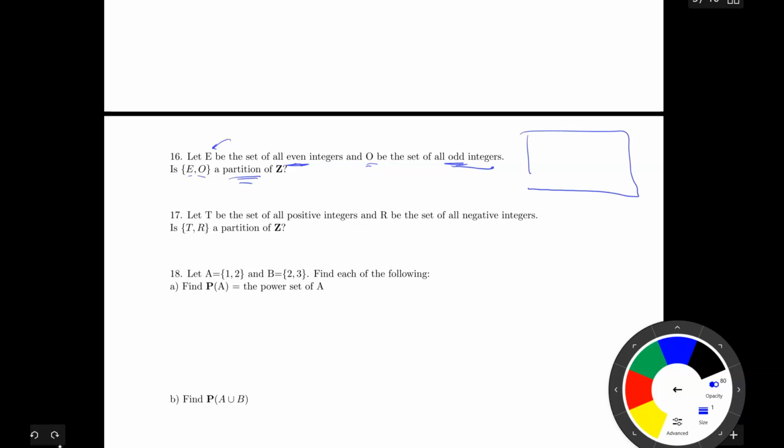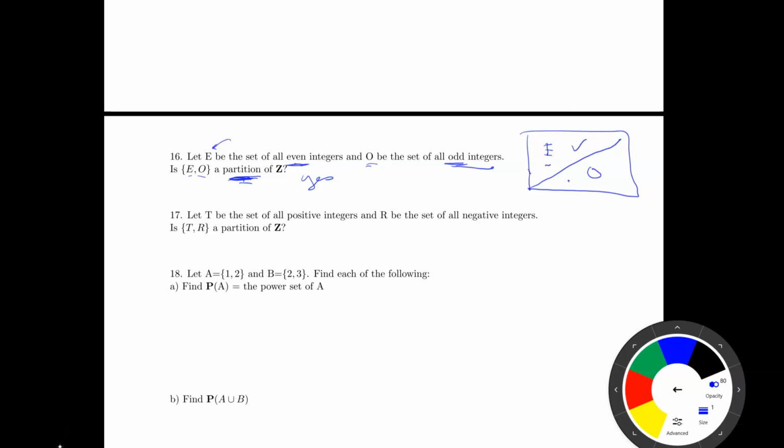So if I had all the integers, am I allowed to break it up into evens and odds? 0 is the real problem. Is 0 an even or an odd? Yes, 0 is an even because it can be written as 2k, where k is 0, right? So yes, this is true. So evens and odds are a partition of all integers.